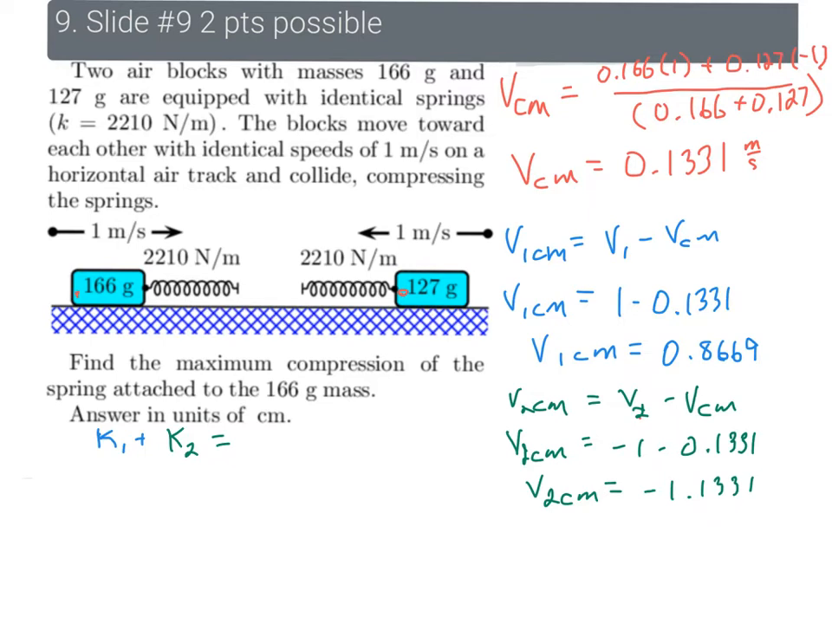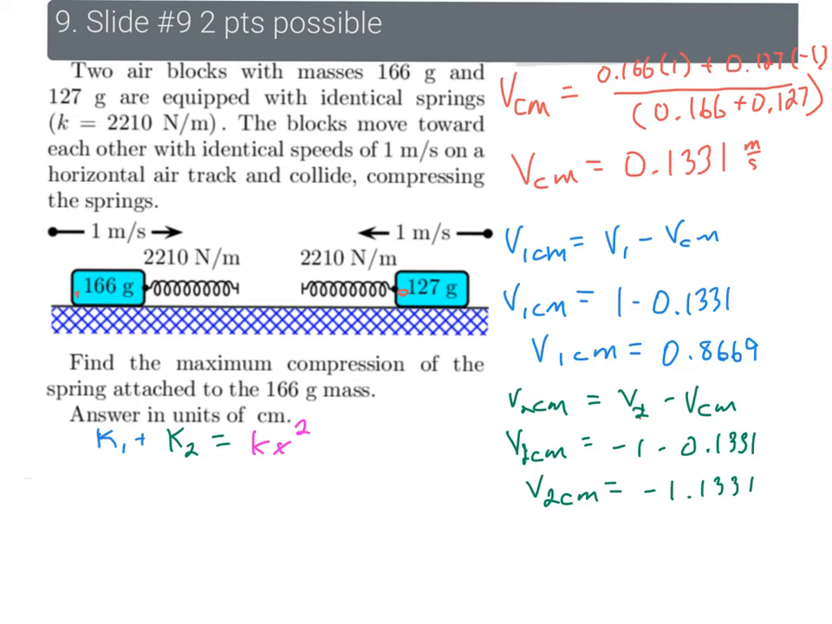So let's set this equal to lowercase k for the spring constant times x squared. Again, I'm not putting the 1/2 in there because we have two springs: 1/2 kx squared for the left plus 1/2 kx squared for the right. 1/2 plus 1/2 gives us 1. Okay, so let us go from here and start plugging in.